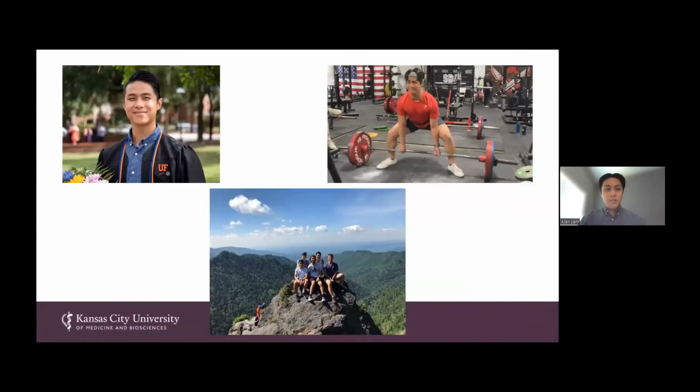And just as Anne-Marie said a little bit about myself, I graduated from the University of Florida in 2019. During my free time, I like to weight lift. This is me at the Strong Barbell Club in Kansas City on the right. And during some of my longer breaks, I like to go out hiking. This is me with a couple of friends back in the Smoky Mountains a couple years back during the summer. It was a good time.